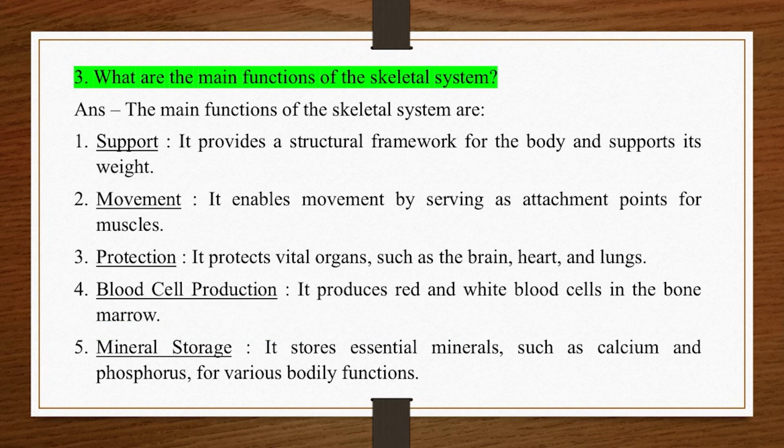3. What are the main functions of the skeletal system? Answer: The main functions of the skeletal system are: 1. Support. It provides a structural framework for the body and supports its weight. 2. Movement. It enables movement by serving as attachment points for muscles. 3. Protection. It protects vital organs, such as the brain, heart, and lungs. 4. Blood cell production. It produces red and white blood cells in the bone marrow. 5. Mineral storage. It stores essential minerals, such as calcium and phosphorus, for various bodily functions.